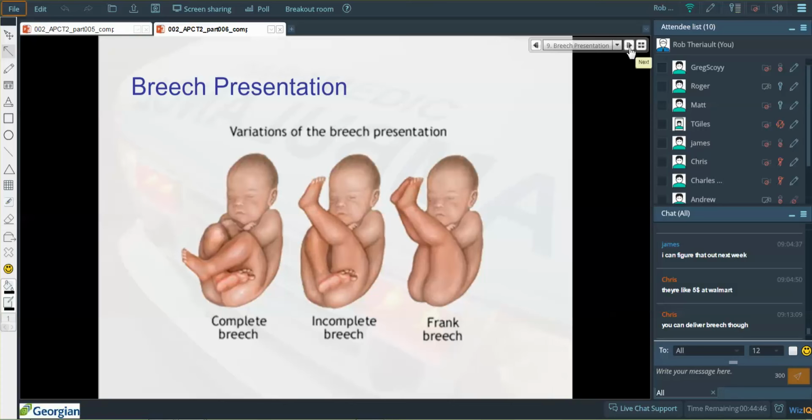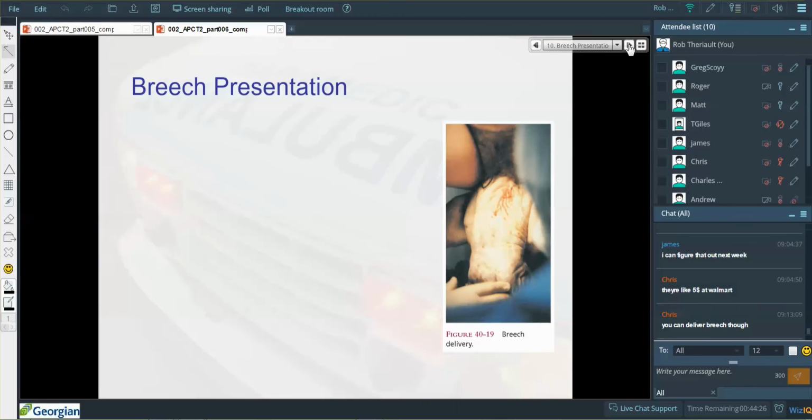So there are variations of breech presentations, and they're described here in these images. So complete breech, incomplete breech, and frank breech. Where we might not deliver is if there's a footling breech. So if we just have one foot sticking out, mom is generally put in the hands and knees position and transported.